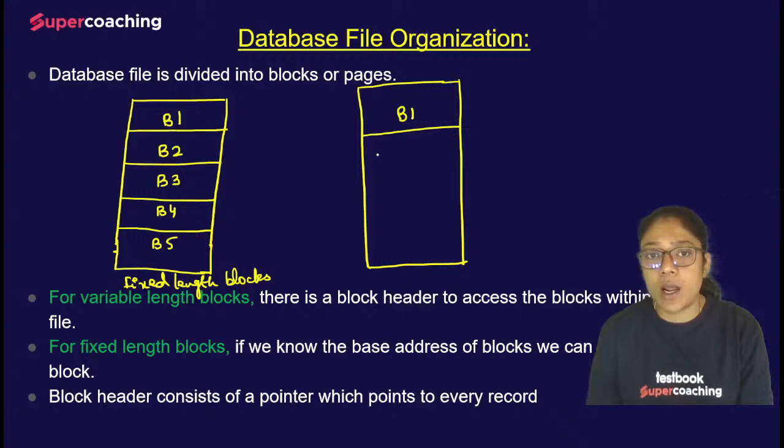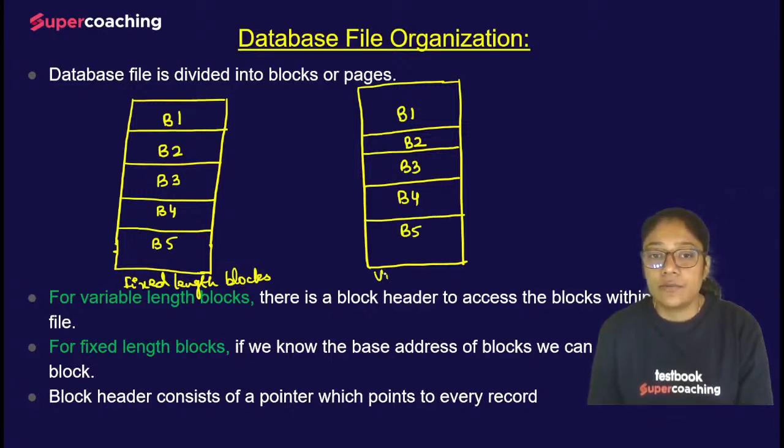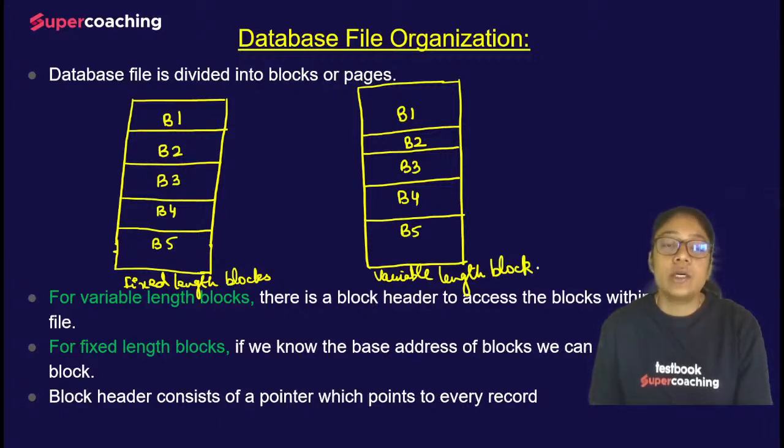So in variable length blocks, the size of the blocks is different. This is block 1, this is block 2, block 3, something like this, block 4 and block 5. Okay, this is for variable length block. Now where does the major difference come in?